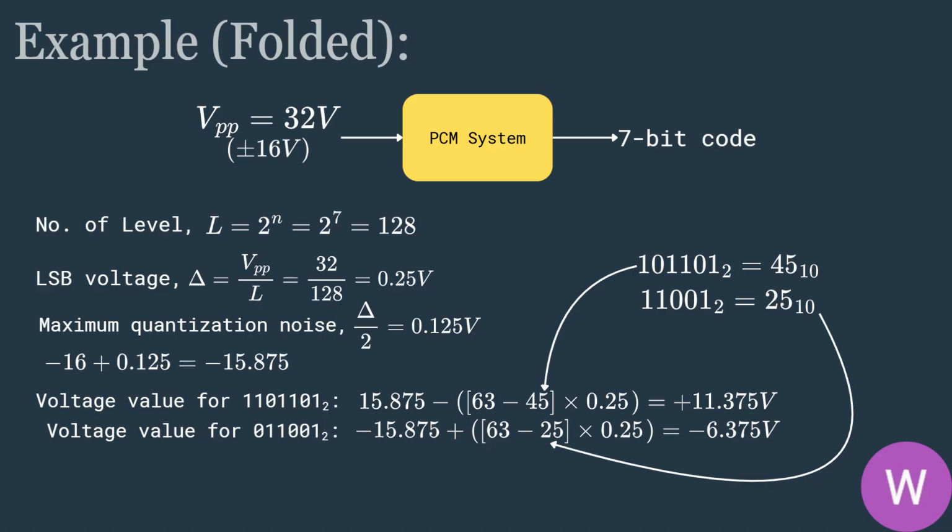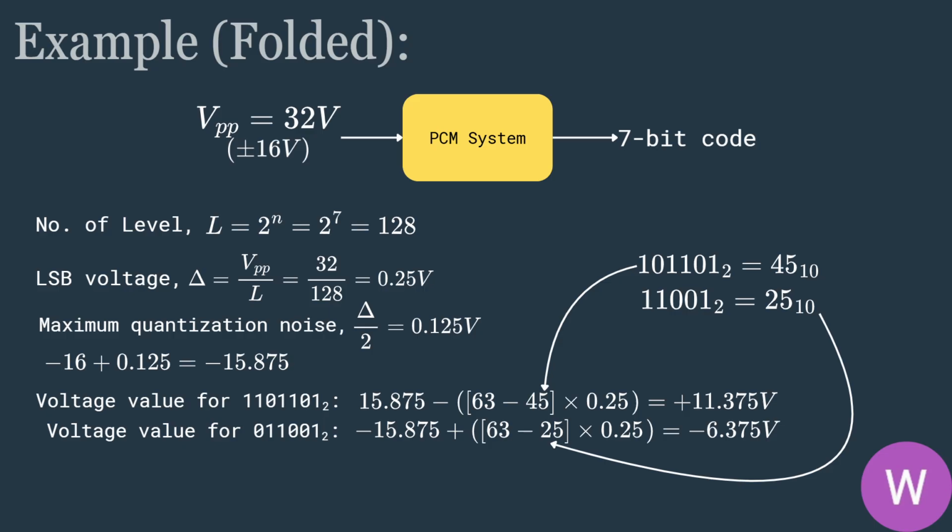So now we want to find the voltage value for 1101101, the 7-bit code. Because this is folded uniform quantization, we need to look at the significant bit. So for 1101101, the significant bit, the first value, is 1. So it means that it is positive. If you remember the formula before, to find the voltage value, the formula is VKH minus bracket Z minus Y, and then multiply by the quantization interval.